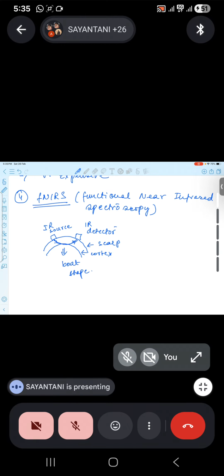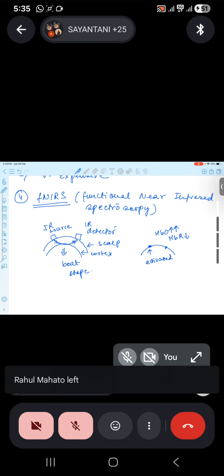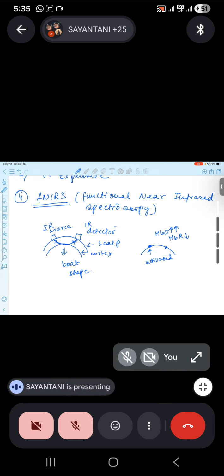Now, of course, it follows the same mechanism as fMRI. That means if your brain is getting activated over here, the oxyhemoglobin molecules are going to increase and your deoxyhemoglobin molecules are going to decrease. In the region that is not activated, the opposite thing is going to happen. The deoxyhemoglobin molecules are going to rise and the oxyhemoglobin molecules are going to be low. So changes in the oxyhemoglobin and deoxyhemoglobin molecules are detected via these IR sources and detectors.